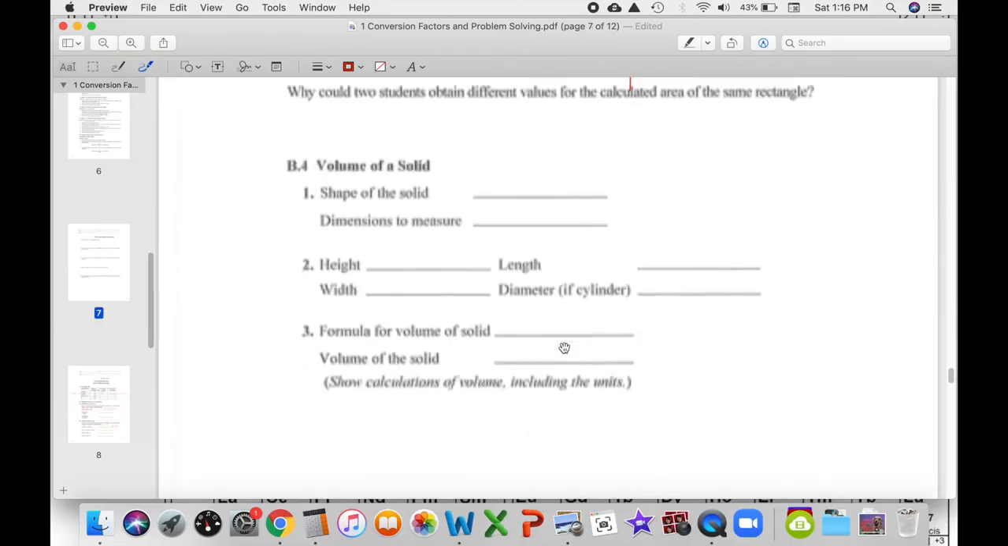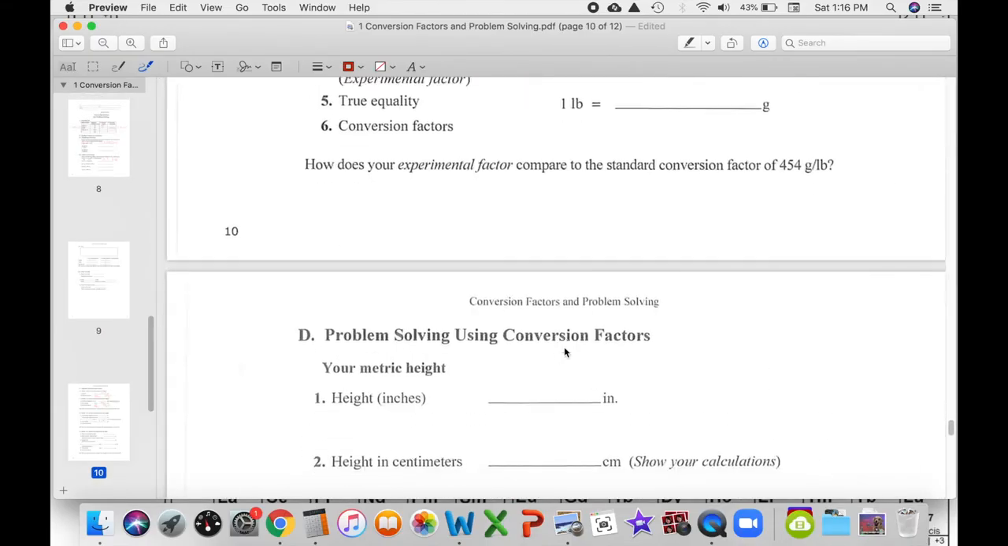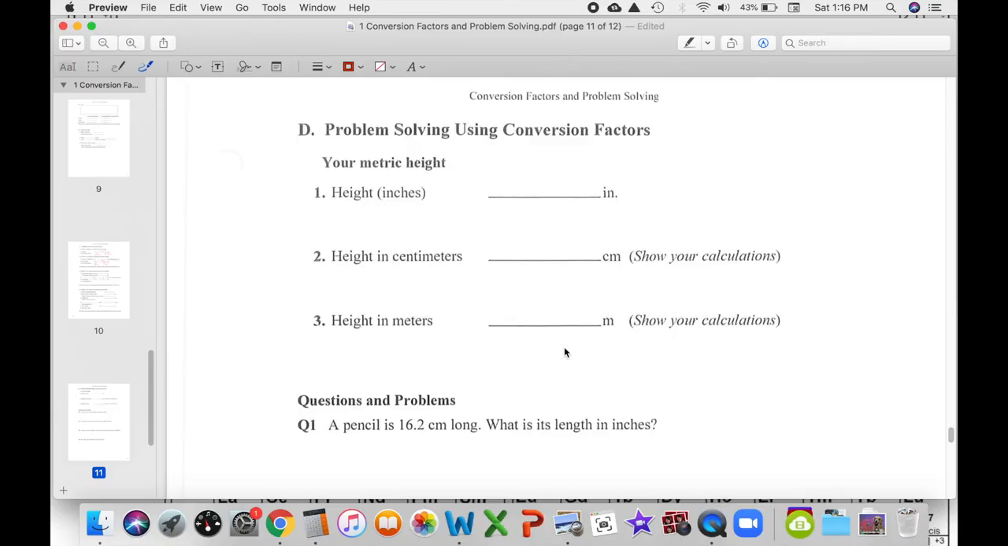Okay. That brings us then to the last part, part D. Basically, you can just use your height in inches. So whatever your height is, for example, if you're 5'8", convert that into inches. So that would be 68 inches. Then using the conversion factor of 2.54 centimeters per inch, convert that into centimeters. And of course, show that calculation. This is a good example of how you would use a conversion factor.